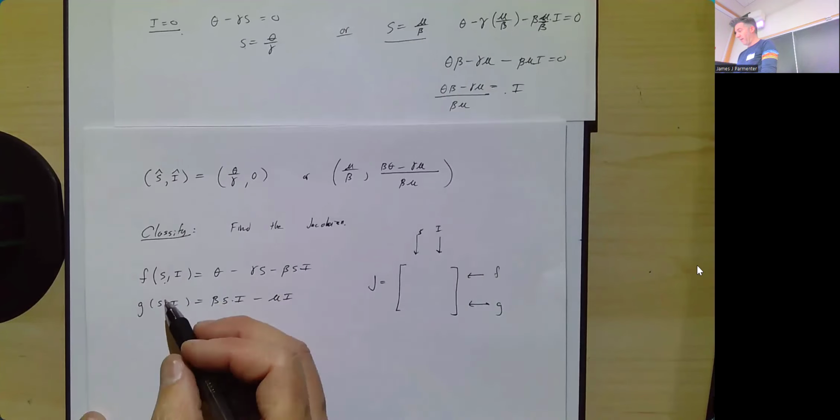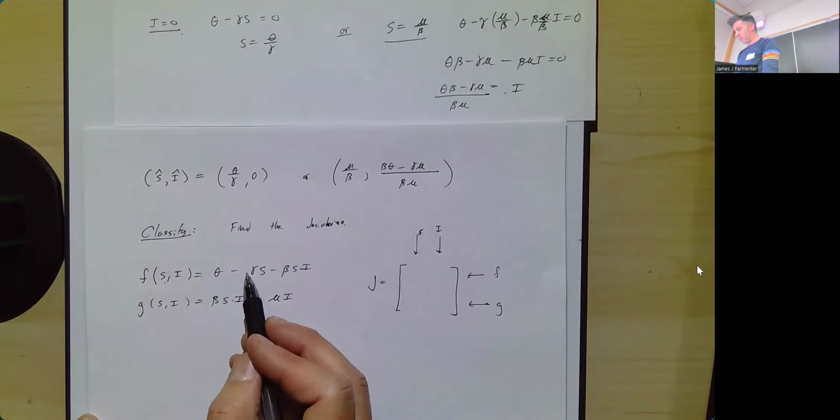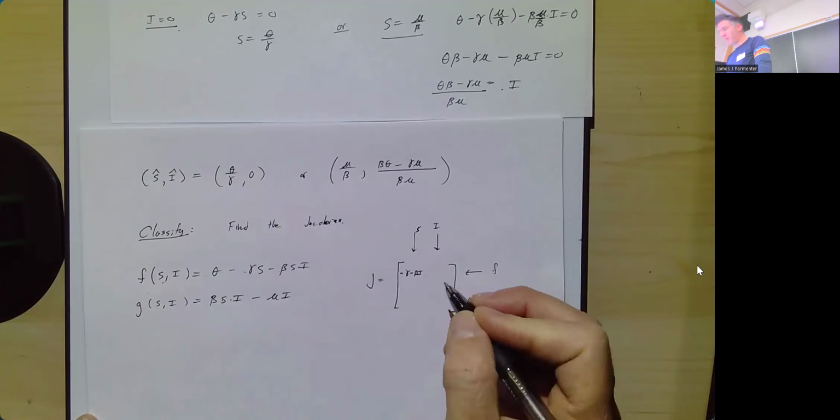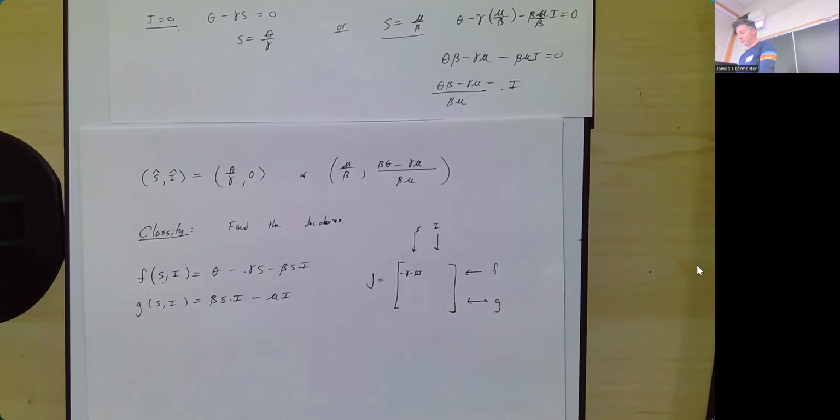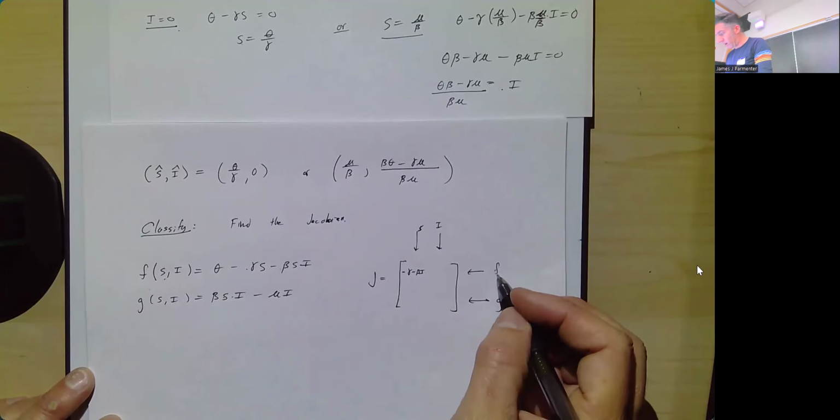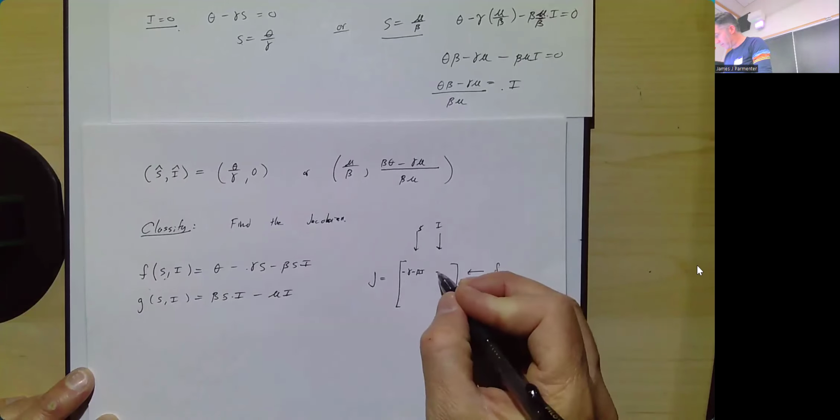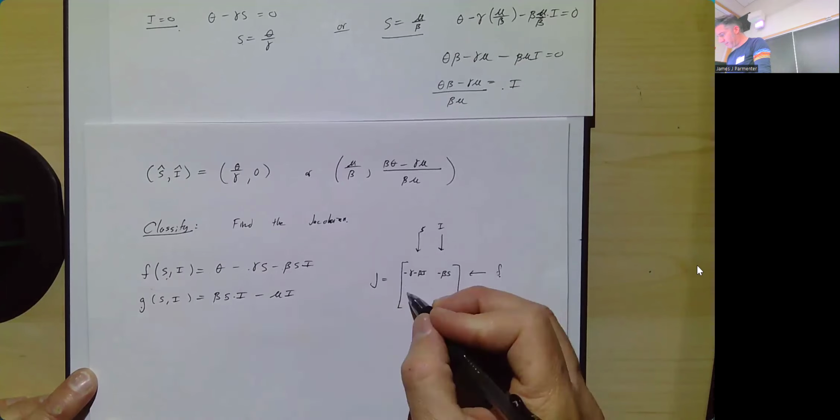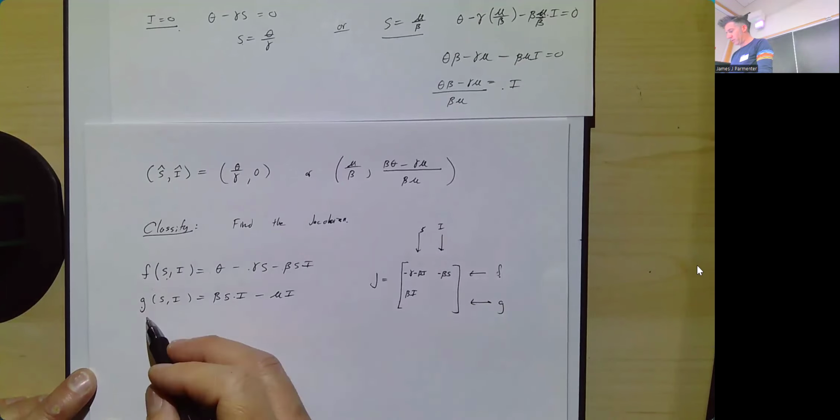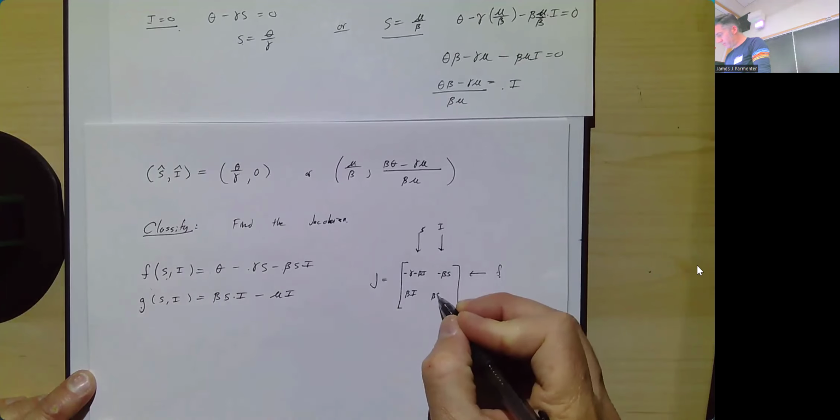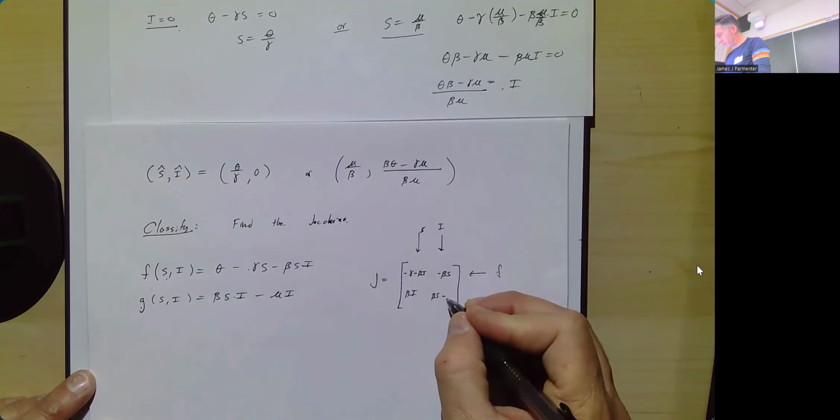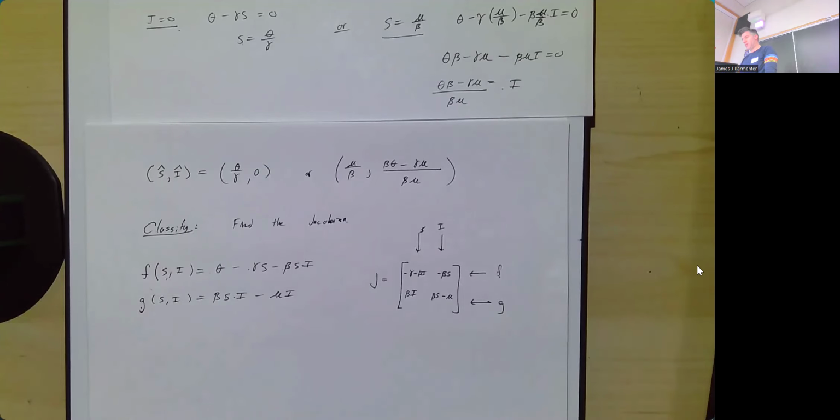So we're going to do the partial of f with respect to s, which will be minus gamma minus beta I. The partial of f with respect to I is going to be negative beta s. The partial of g with respect to s is going to be beta I. And the partial of g with respect to I is going to be beta s minus mu. Now you've got this matrix that doesn't look very helpful.